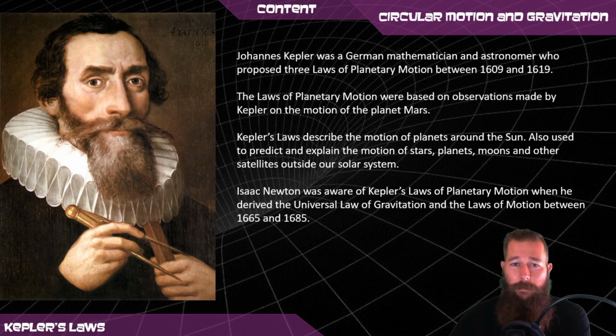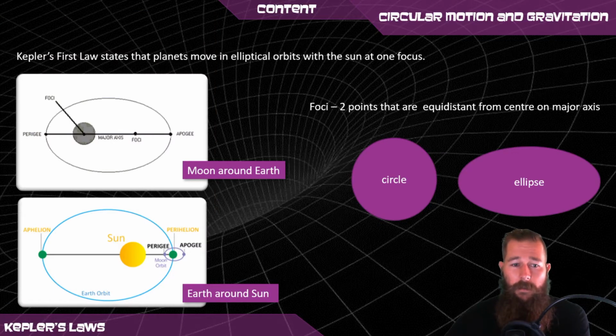From that, they can also predict the motion of stars, moons, other satellites and comets around the universe. Kepler's First Law states that planets move in elliptical orbits with the sun at a focus.